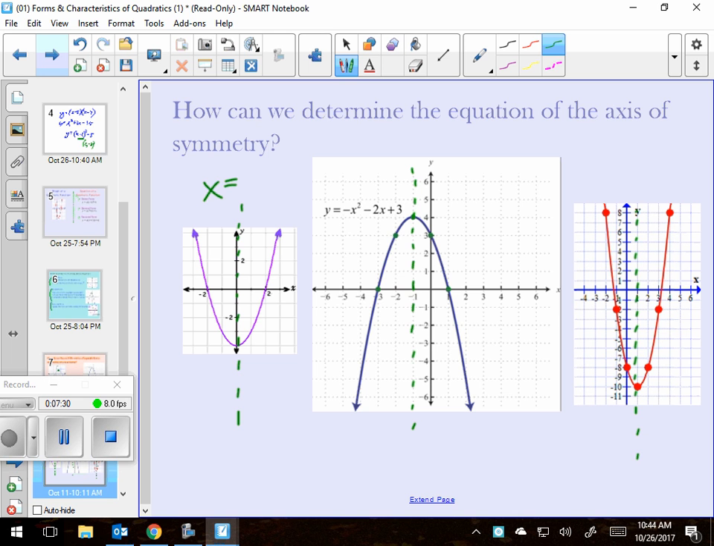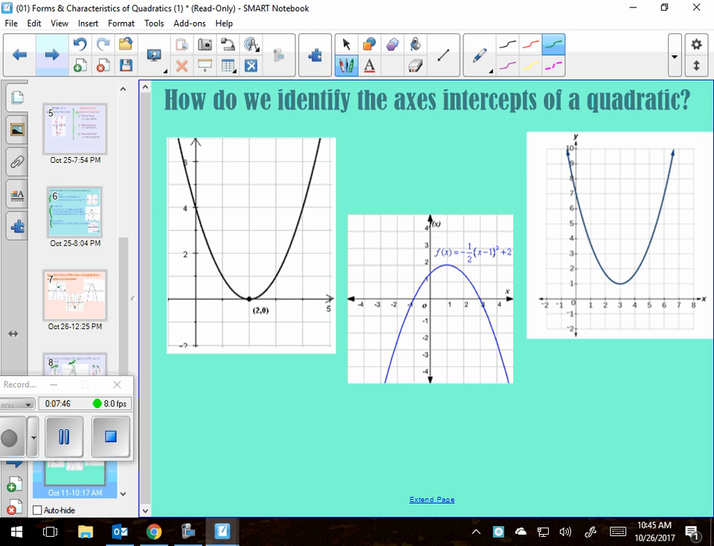X equals what in this case? It runs right down the middle? 0. X equals what in this case? -1. And x equals what in this case? 1. So the axis of symmetry, I'm going to definitely steal that one. Jack, that's a good idea. The axis of symmetry.